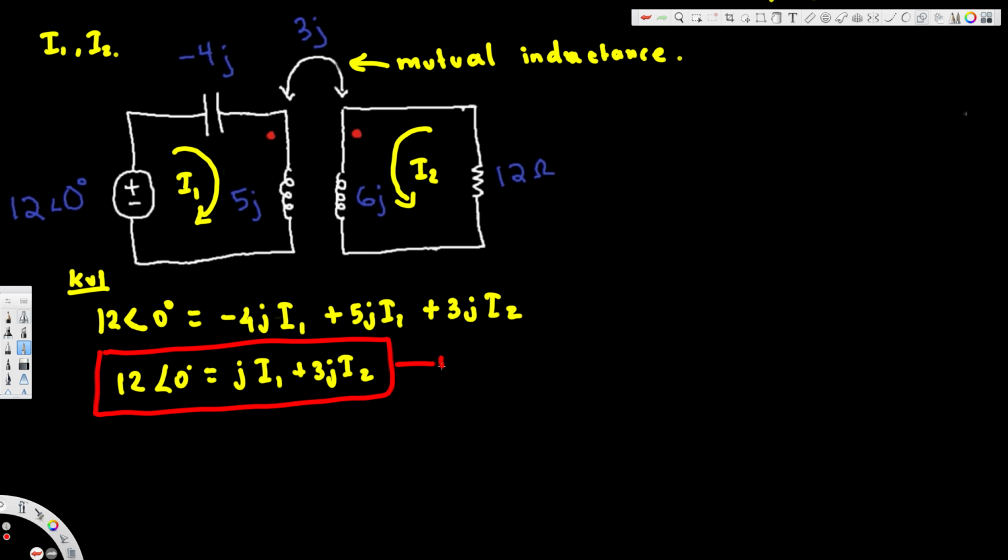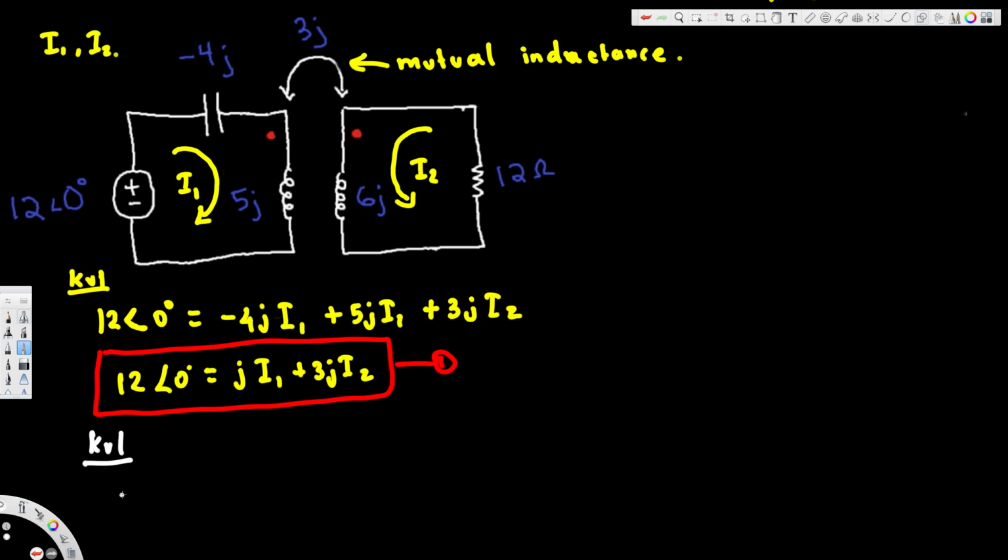Now we are going to apply KVL for the other loop, and I2 is entering this 6j. Since we don't have any voltage source, we are going to equate the addition of all the voltages equal to 0. That's another way to express KVL.